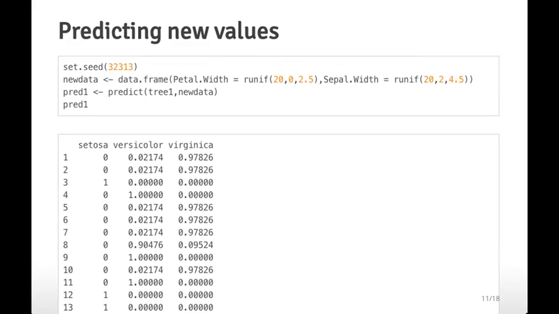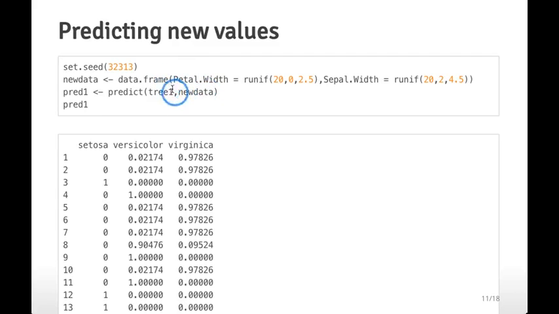So how do you predict new values with these functions? Here I'm going to generate some new data. I'm generating new petal widths and new sepal widths from a uniform distribution, to represent values similar to those we observed in our real data. Then I apply the predict function. This is the exact same function I used with lm, but now instead of the lm object, I pass it the tree1 object, and again a data frame with the new data in it. The variable names in the new data have to match exactly the variable names you used to build the tree model.